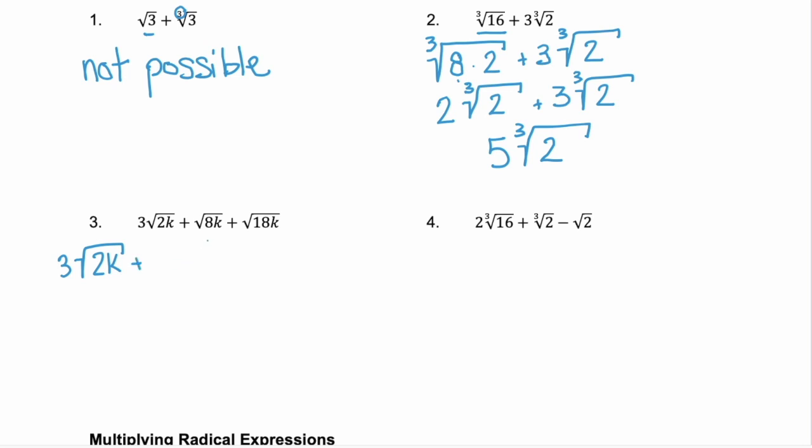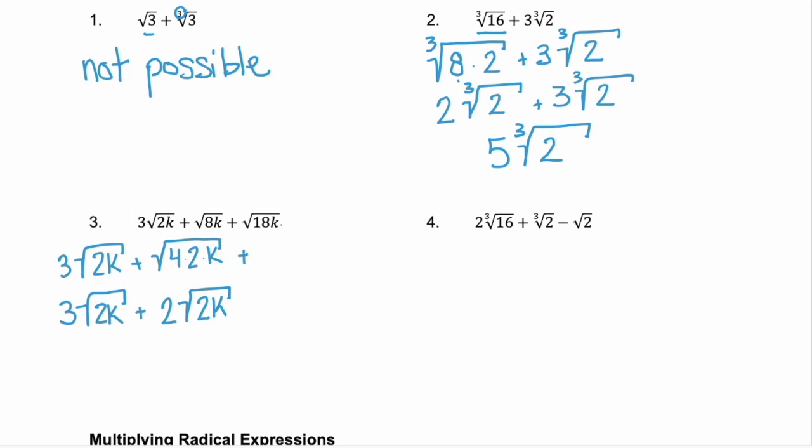The second one is the square root of 8k. Well, 8 is the same as 4 times 2. And we can take the square root of 4, right? The square root of 4 is 2. So this simplifies to 2 square root of 2k. And we can bring our first term down.